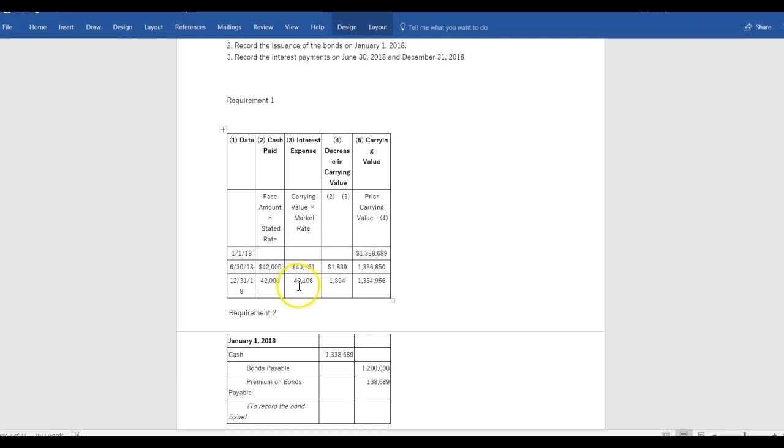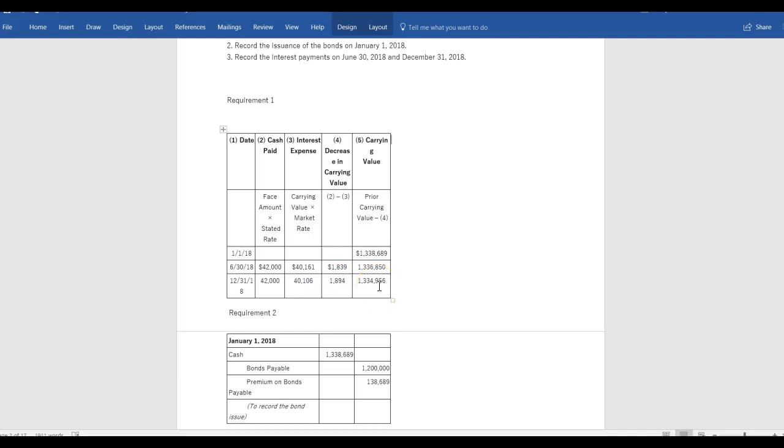Our interest expense is going to be this carrying value of $1,336,850 times the market rate. The difference between the cash paid and the interest expense gives us our premium amortization, which we again subtract from the carrying value.